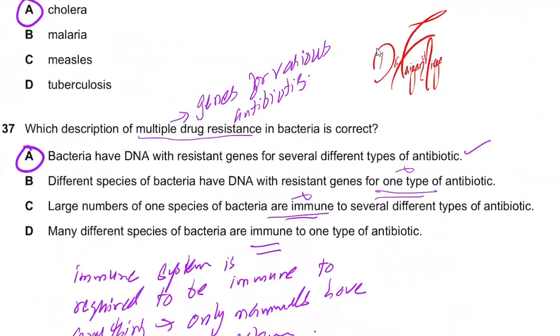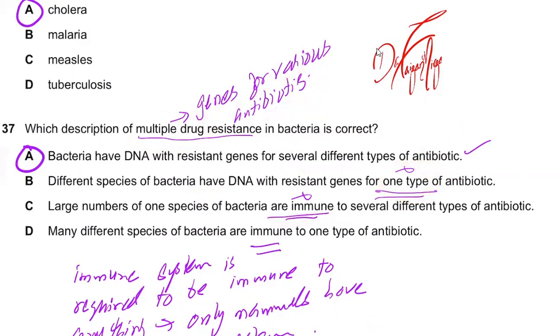Which description of multiple drug resistance in bacteria is correct? If it's multiple drug resistant, that means the bacteria have genes for various antibiotics. So bacteria have DNA with resistant genes for several different antibiotics. Yes, that's correct. Different species of bacteria have DNA with resistant gene for one type of antibiotic. No, this is the wrong thing. Always annotate what's wrong. Always mention with the pencil that no, this is wrong, so you can narrow down your options for the correct answer.